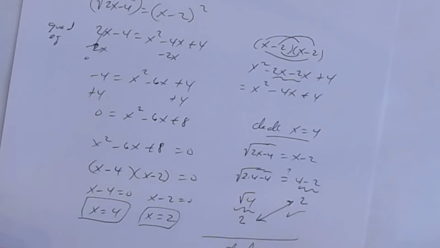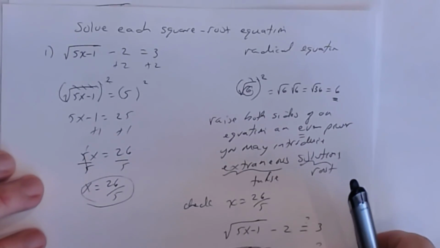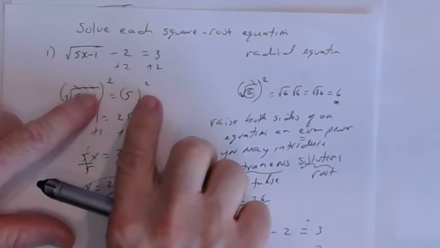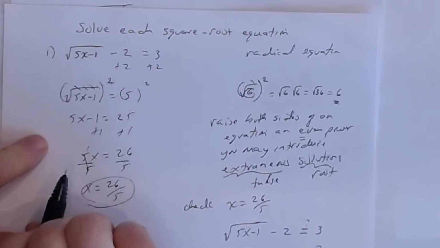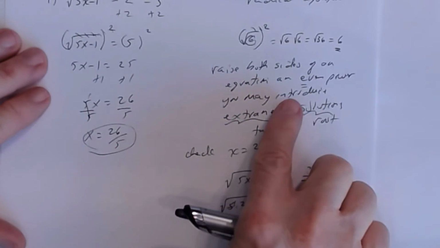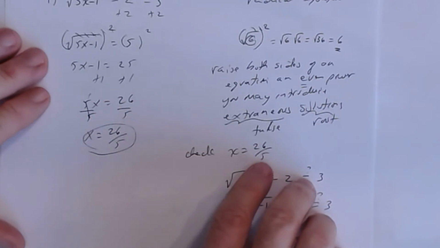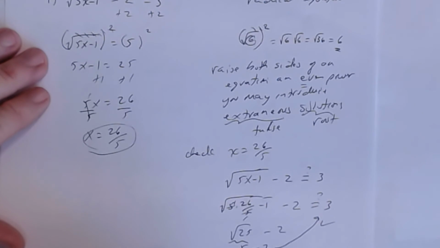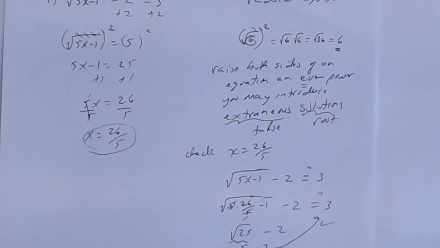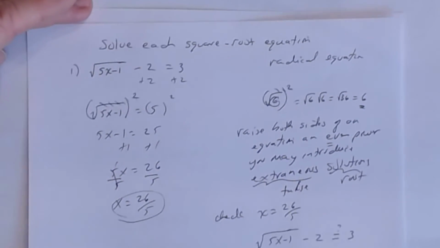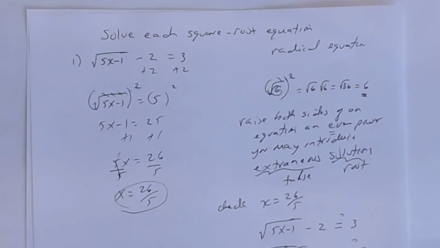All right. And so that is the idea of solving a square root equation. In solving a square root equation, you're going to raise both sides to the second power, because your index is 2. And always remember, whenever you raise both sides of an equation to an even power, you have to check for extraneous solutions or false solutions. Okay? So that's going to be the end of the review on solving square root equations.